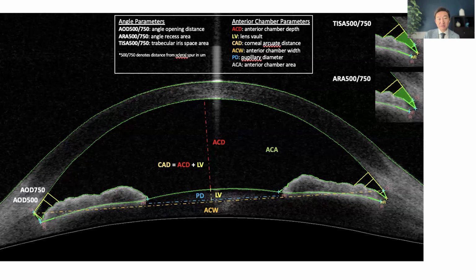Other parameters that we tend to evaluate are anterior chamber depth, lens vault, which is how anterior the lens is compared to a line that is drawn from scleral spur to scleral spur. Also important is anterior chamber width, which is the distance between the spurs, the pupillary diameter, which is the distance between the tips of the two sections through the iris here, as well as the anterior chamber area, which is the amount of area in the anterior chamber.